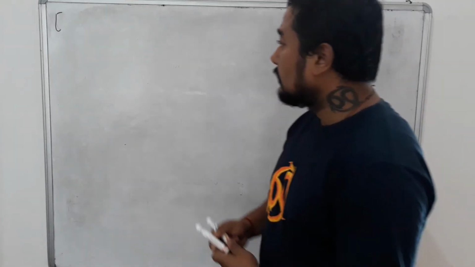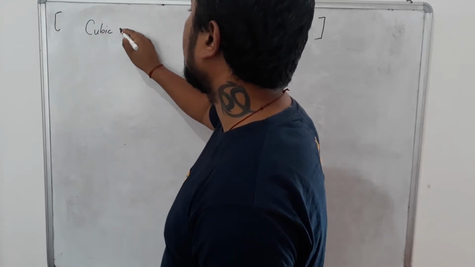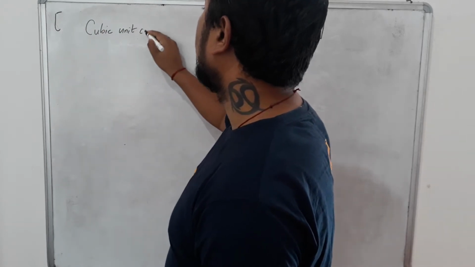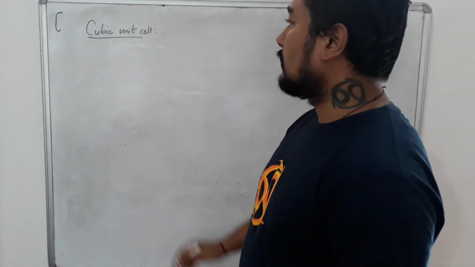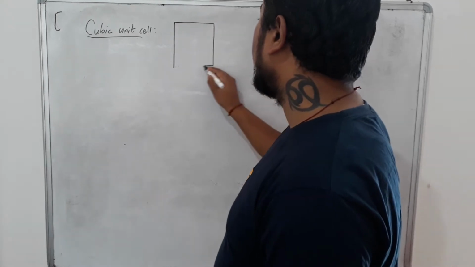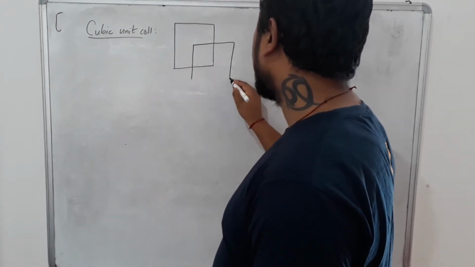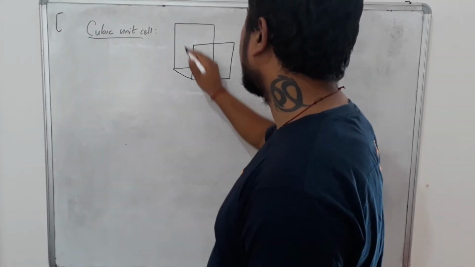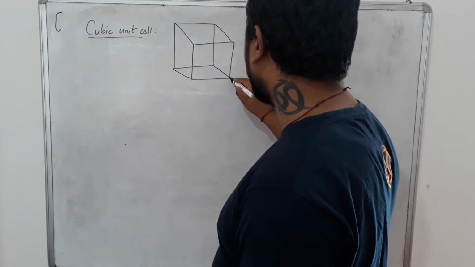let us see how many parameters it has. So now, what I'm going to discuss right now is the cubic unit cell. And do remember, students, a cubic unit cell you can make like this. It is made from squares, so make 2 squares. After you make the 2 squares, join them. So this is the picture of a cubic unit cell.